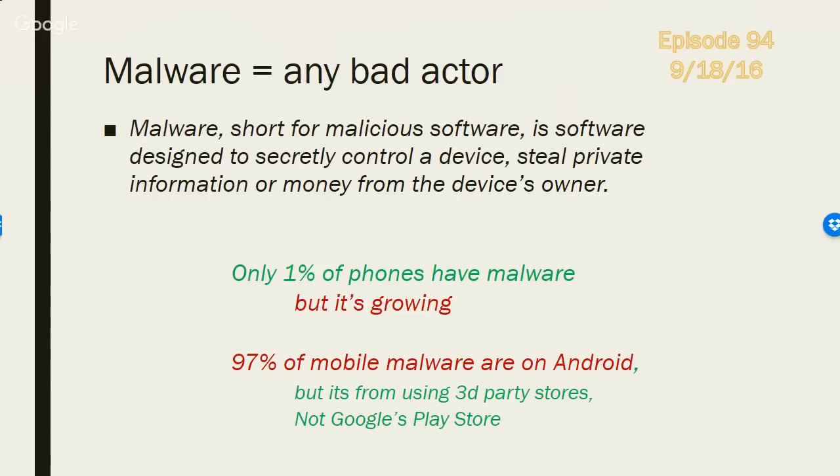Yeah, so they still say, do I need antivirus software? So look at these numbers. Only 1% of phones altogether have malware at all, but it's growing. 97% of mobile malware is on Android. But why is that? That's because Android allows you to get apps from other than the official store. On Apple, you can only get apps from the Apple App Store. On Android, you should get apps from the Google Play Store, or maybe the Samsung or the Amazon store. Those are official stores as well.